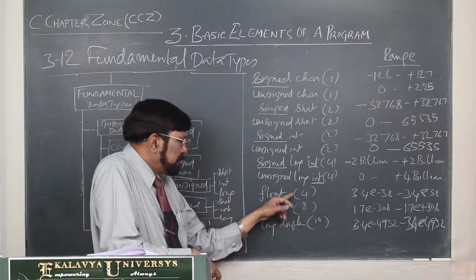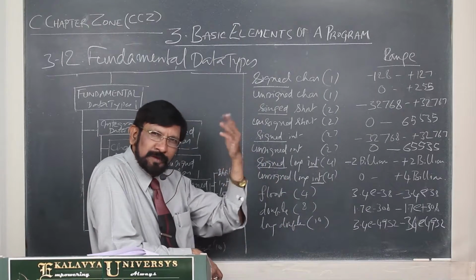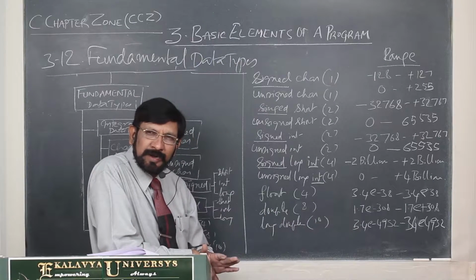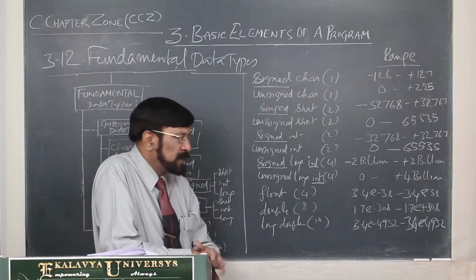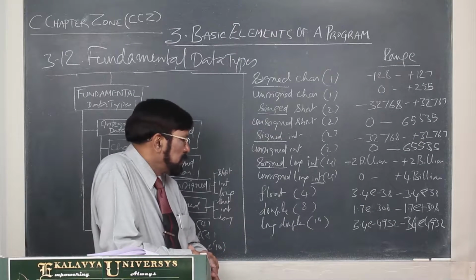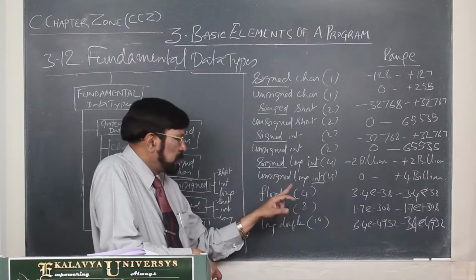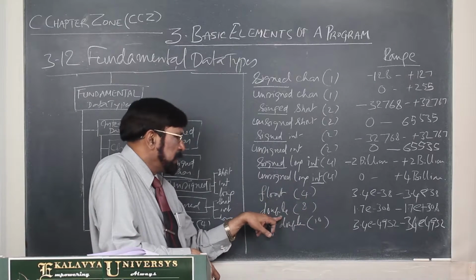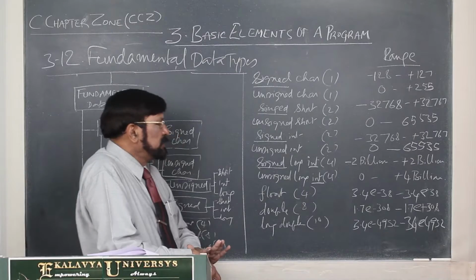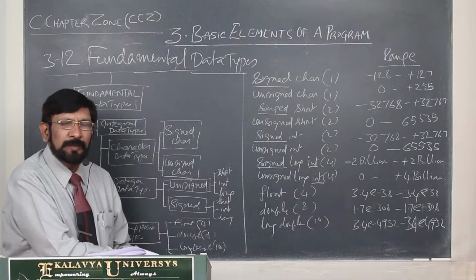If you are using a supercomputer and all that, these values may be required. At a student level or even at a programmer level, these higher values are not required. That point you always remember. So only sizes you remember: float 4 bytes, double 8 bytes, long double 10 bytes. In this manner, everything you remember.